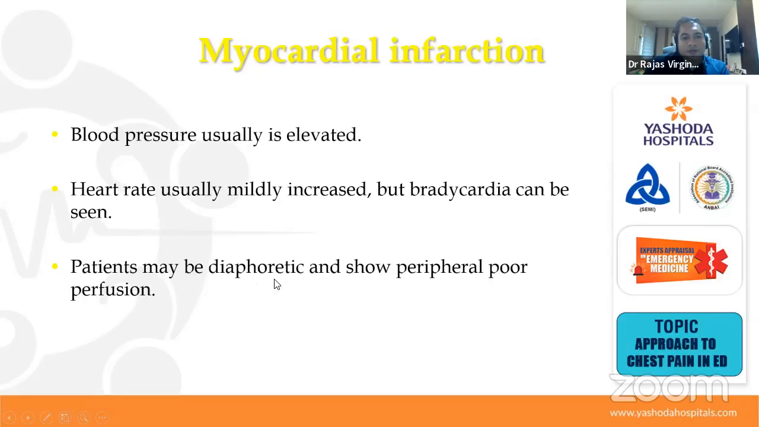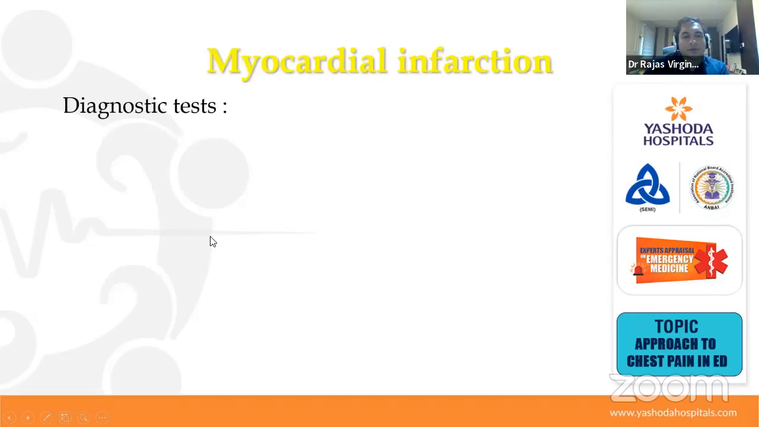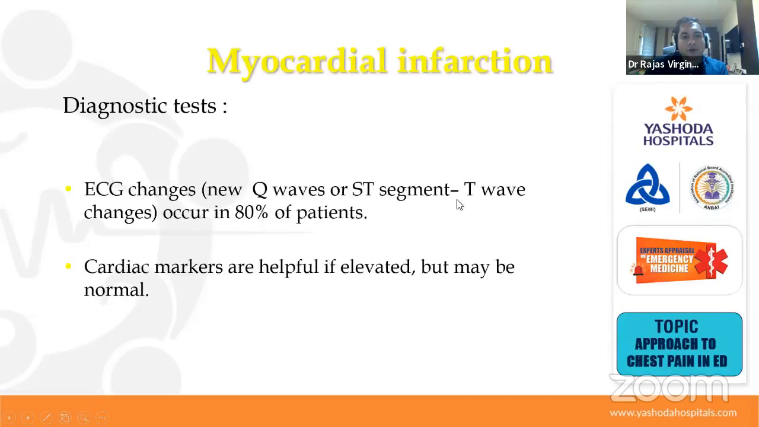Patients can be very diaphoretic and show poor peripheral perfusion when they go into pulmonary edema, heart failure and cardiogenic shock, because this is a very malignant course in an acute MI. So what are the diagnostic tests? Obviously, we've talked about ECGs. Cardiac markers are very helpful, but they can be normal in a very acute MI. Hence, it's very important when there is diagnostic uncertainty to do serial troponins.